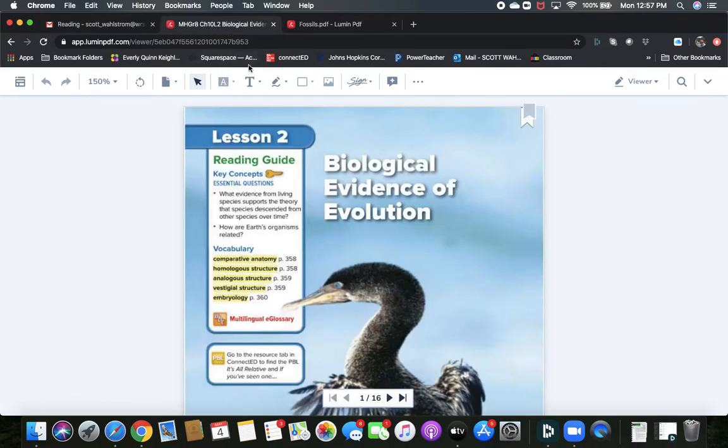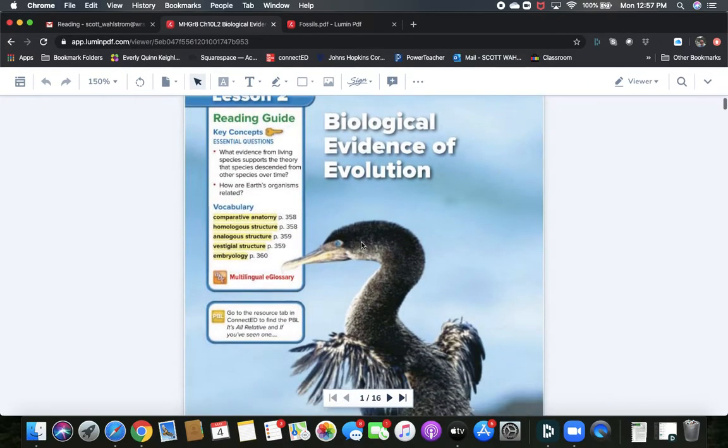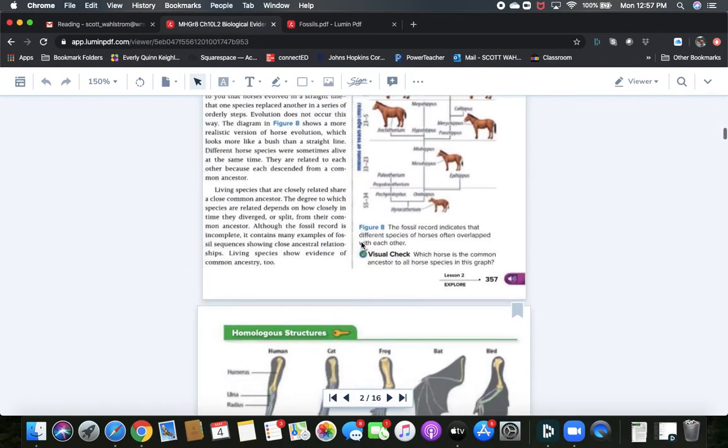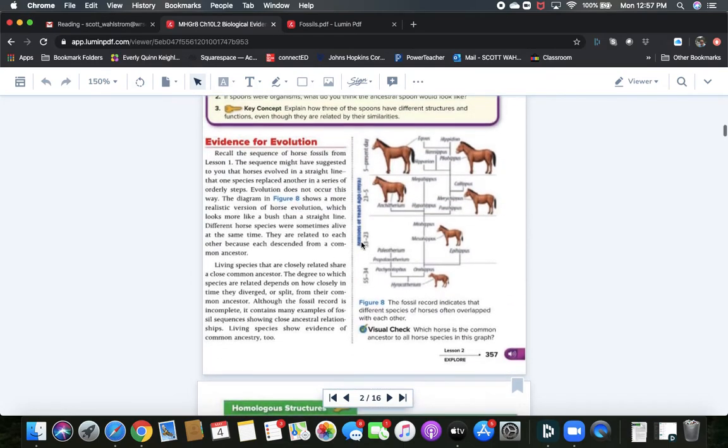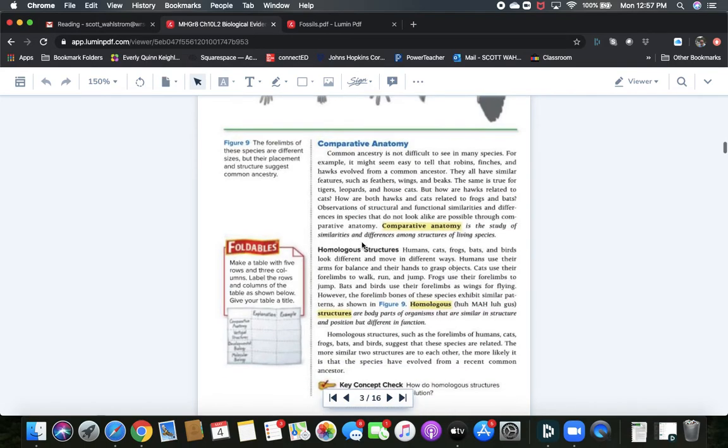The second reading selection comes from Biological Evidence of Evolution, and you've been asked to take a look at pages 358 and 359. I'm going to scroll down to those. We're going to skip page 357 and come right to page 358.